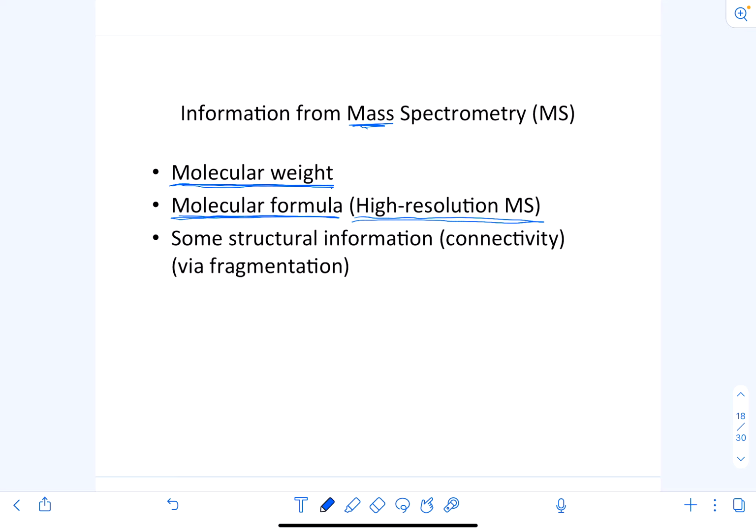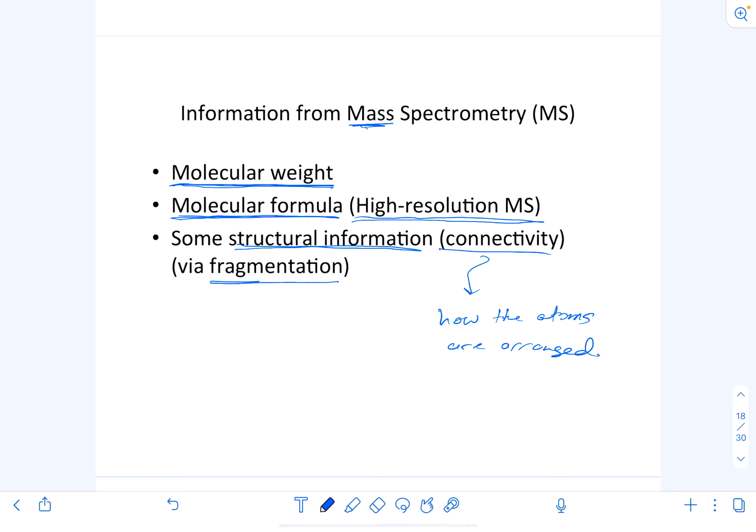When we take a look at the mass spectra that you get from a normal mass spectrometry experiment, we'll see some other information that we can learn. So we can actually learn a little bit of structural information or connectivity, basically how the atoms are arranged. So we can learn a little bit about connectivity based on this topic called fragmentation.